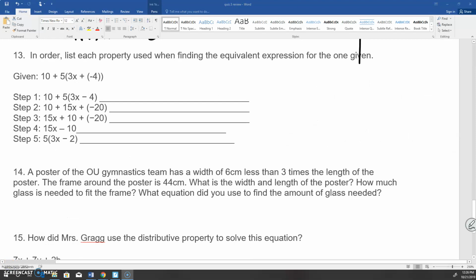Okay, the first thing I notice is that there's a parenthesis right here around the negative 4. What goes in front of that parenthesis? Oh, imaginary 1. So to get rid of the parenthesis, I would say 1 times negative 4. Which property is that? Distributive. So to get the first answer, I had to use the distributive property. Then I have 5 times 3, 5 times negative 4. Which property is that? Distributive.